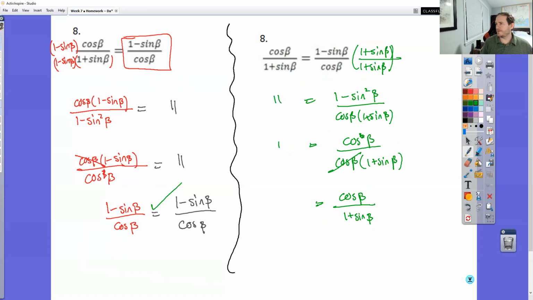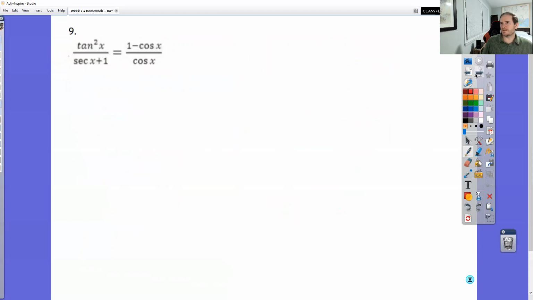So bring that down, bring that down, bring that down. And are they the same? Yes. So there, we've proven number 8 in both directions. Number 9.